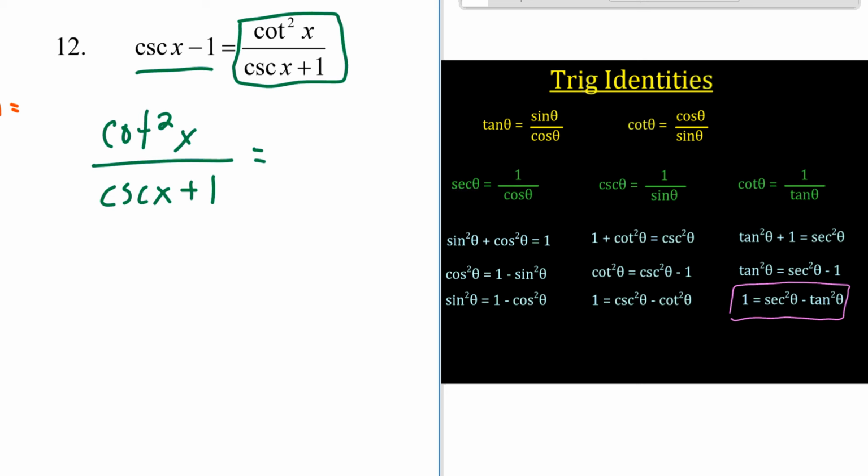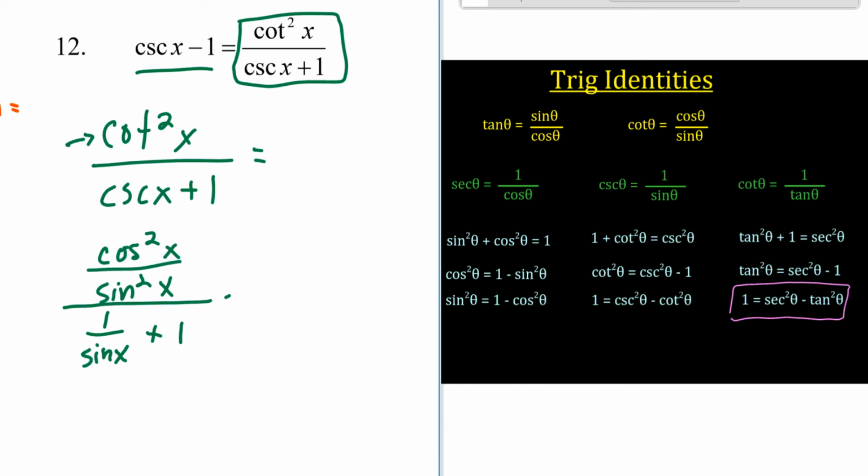Sometimes if you see the top thing, I'm thinking maybe I'll use the Pythagorean identity. But with the bottom thing, there is no squared. So maybe I'll just try to change it all into sines and cosines. That top part, cotangent squared x, is going to be cosine squared x over sine squared x. And then cosecant x is going to be 1 over sine x, plus 1.